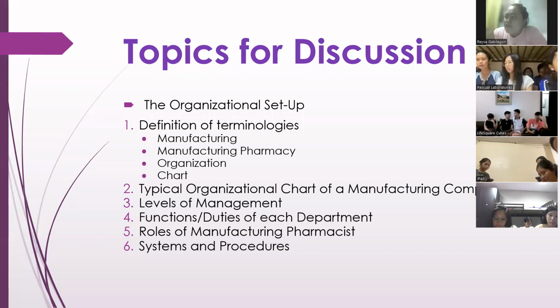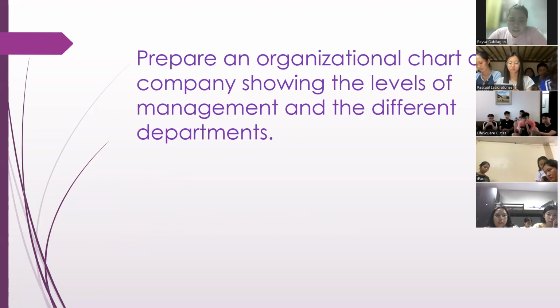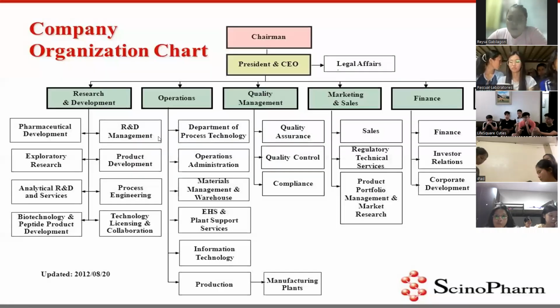I will be giving you a sample, but I will just discuss those departments that are common for all manufacturing companies. And then we will be defining some terminologies, and then we will discuss the roles, of course, of the manufacturing pharmacist. So number 1 that you need to do is to prepare an organizational chart of the company, and then you have to show the levels of management and the different departments.